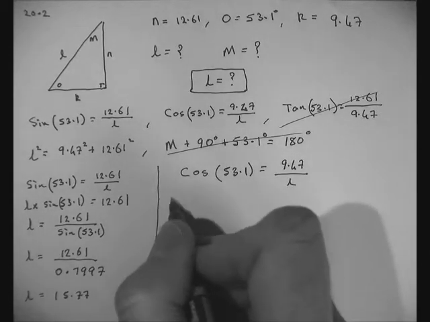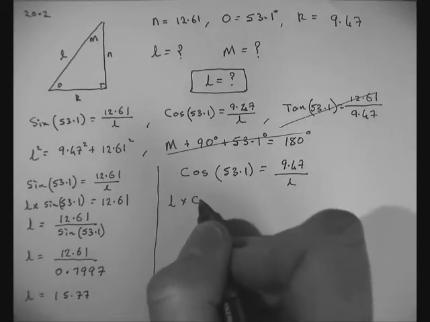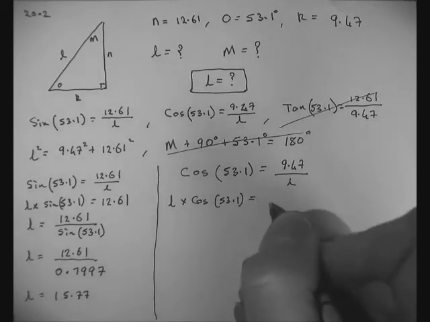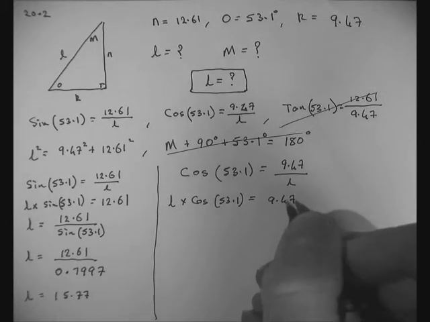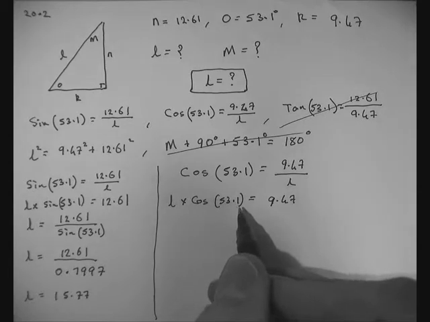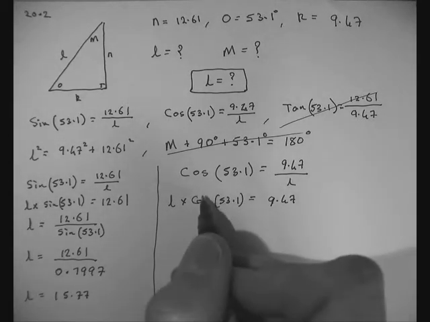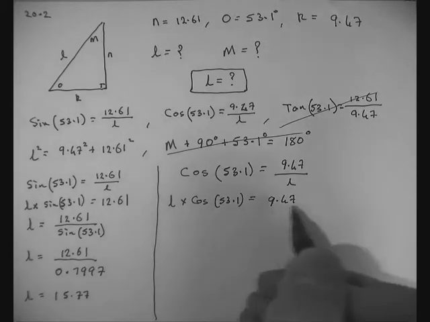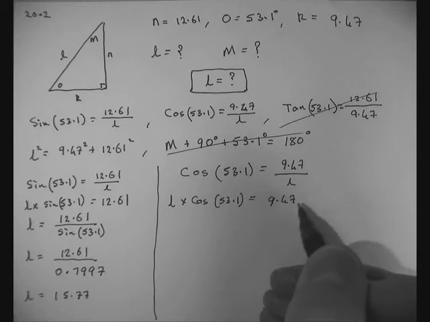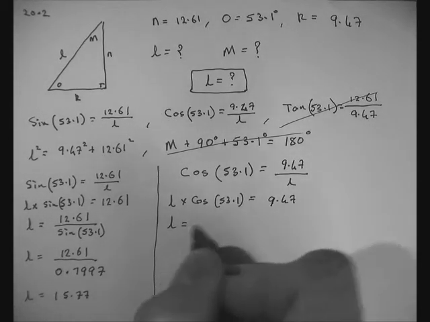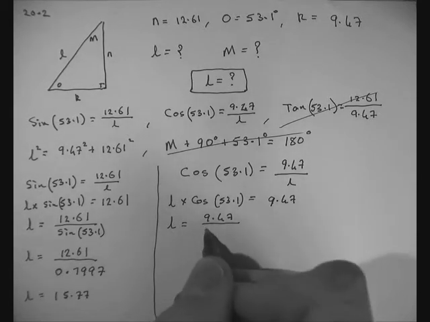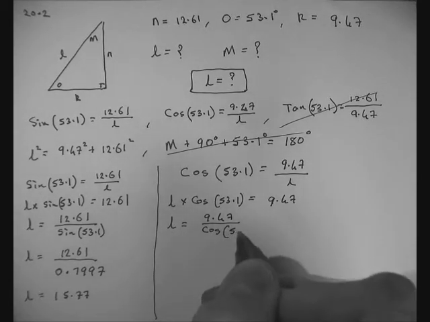So let's bring the L across. L multiplied by cos 53.1 equals 9.47. Now we want to get L on its own, not L multiplied by cos 53.1. This is a multiplier. If we divide each side of the equation by cos 53.1, it'll cancel out here and we'll end up with a divider over here. So L equals 9.47 divided by the cosine of 53.1.